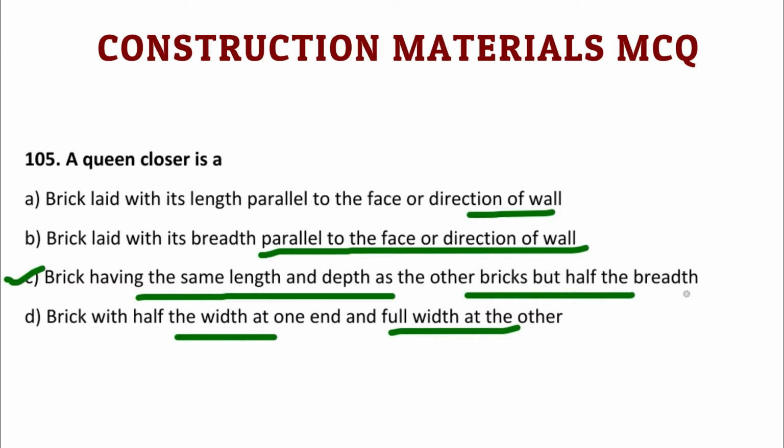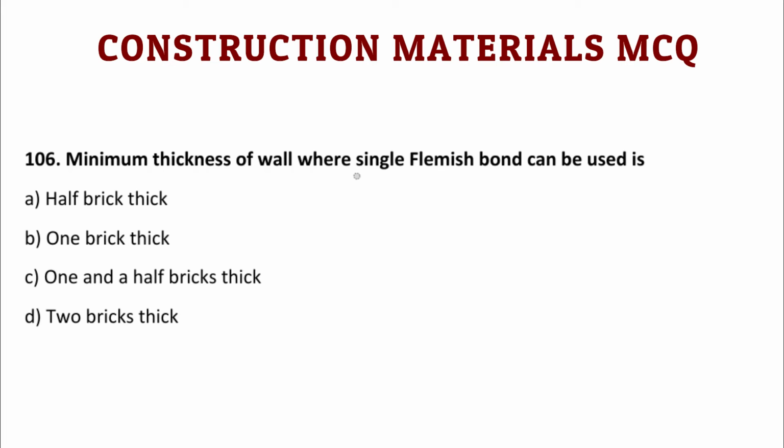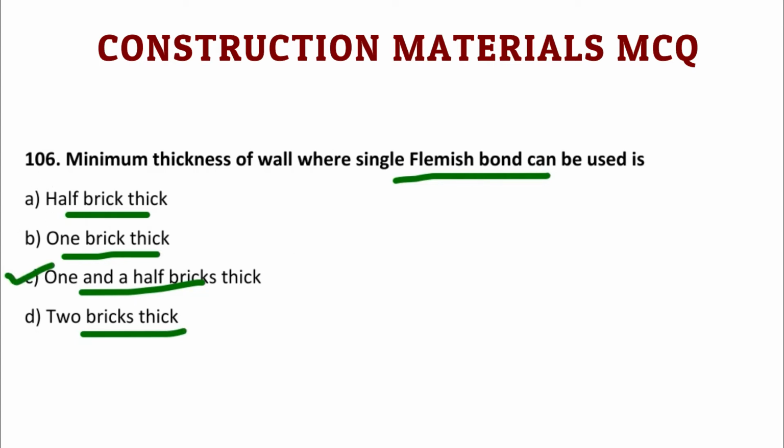So next question, minimum thickness of wall where single Flemish bond can be used, option A half brick thick, option B 1 brick thick, option C 1.5 bricks thick, option D 2 bricks thick. So the correct answer is option C 1.5 brick thick.